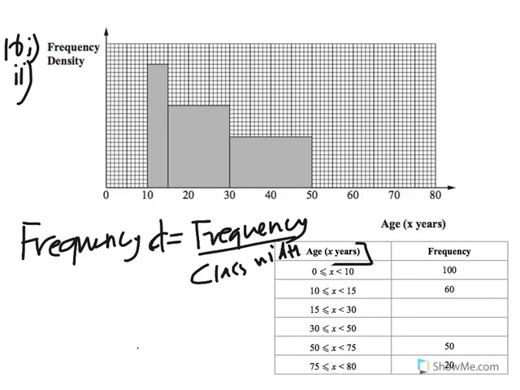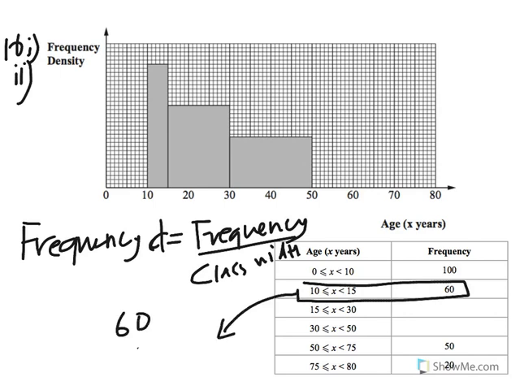The only category in which the frequency, the class width, and the frequency density have all been labeled on the graph is this one. So we're going to calculate the frequency density of this. And it's just 60 over the class width, which is 5. And it's just 12. So the frequency density for this is 12. So that means if we find this on the graph, which is actually this bar over here, that means that this point here should have a frequency density of 12.